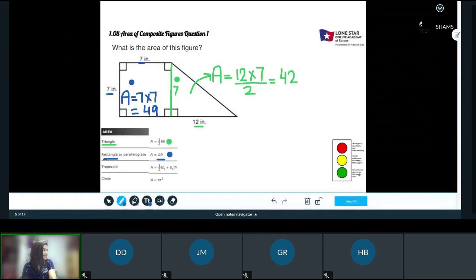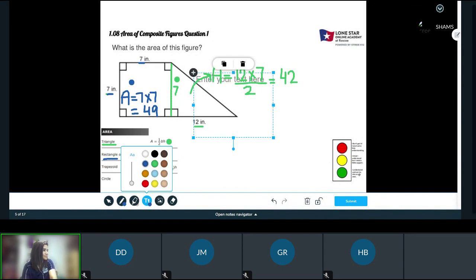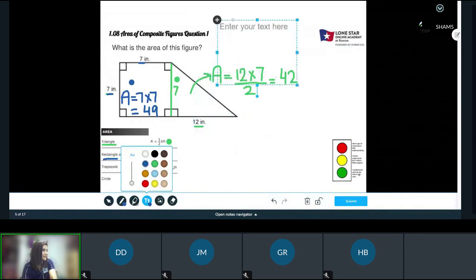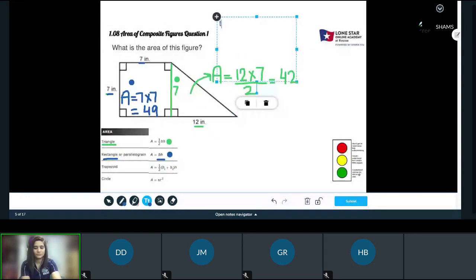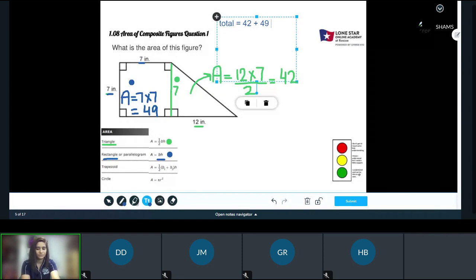Seven times 7, there you go. In order to find the total, I'm going to add the two areas up. And let's find total. So area of the triangle is 42, area of the square is 49. You add them up, you get 91 squared centimeters.